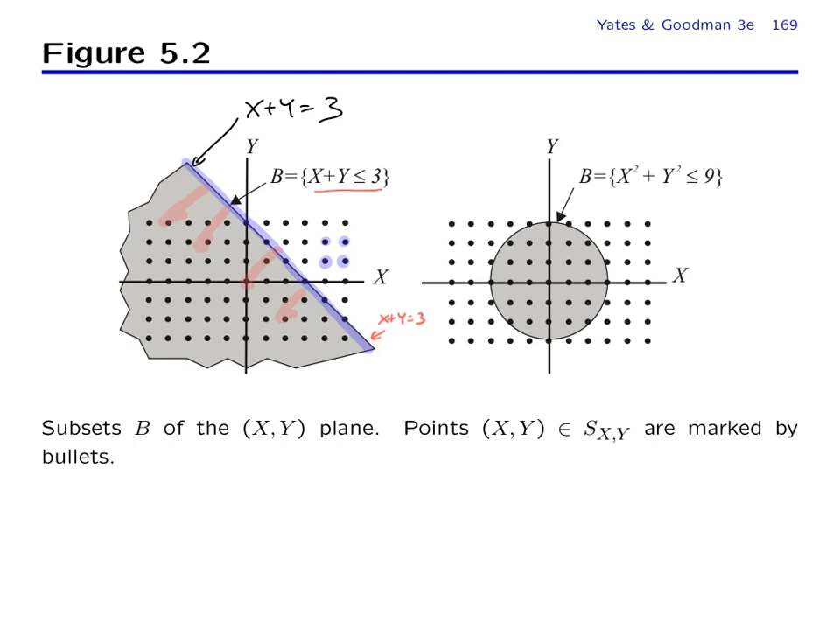Or another event is that x and y are in a ball of radius 3 about the origin. So in this case, we think of B as this circle of radius 3. And then the probability that x and y are in this circle is the probability of event B, and you find it by adding up all of the points that are in this shaded area.